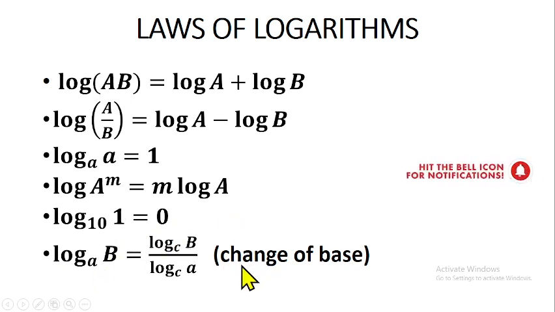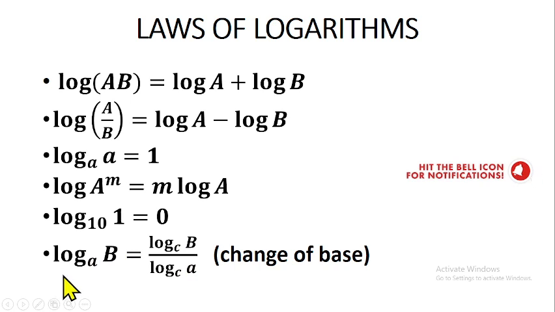Then the last law is how we can change from one base to another in logarithm. Like you have log b base a, you can change to base c. So how will you do that? You write logarithm of b, divided by logarithm of a, then you put the new base c and c. So you have been able to convert logarithm b base a to base c now.